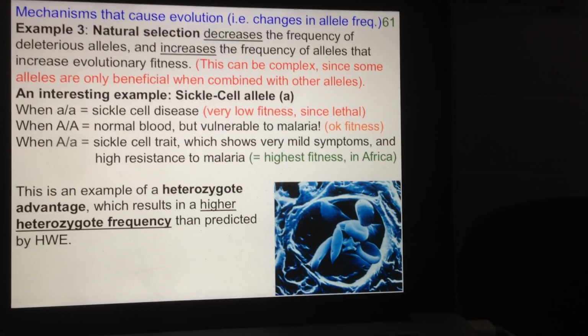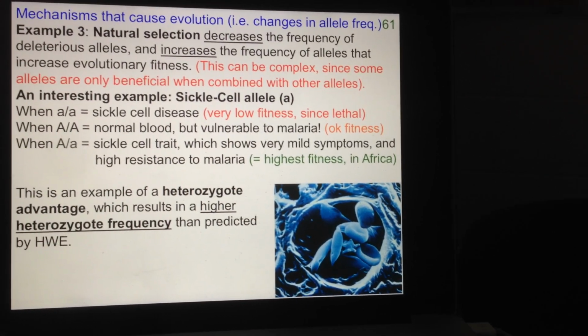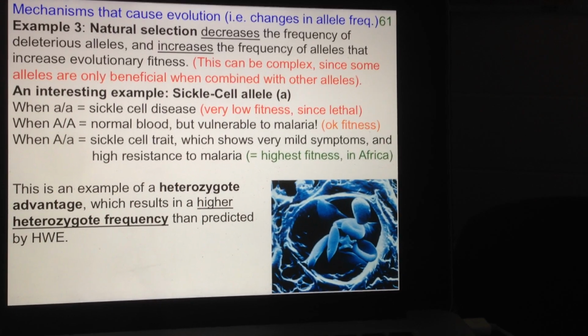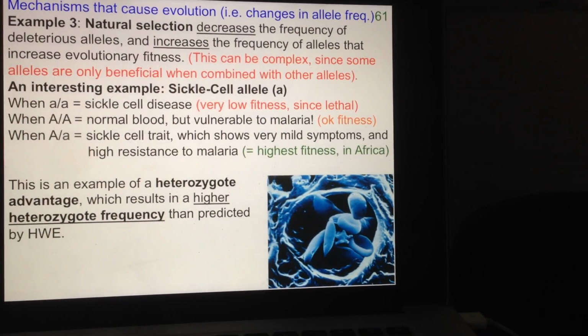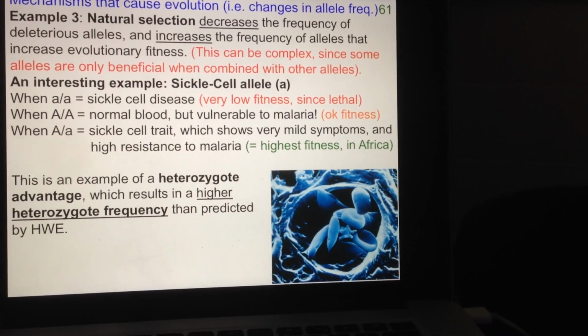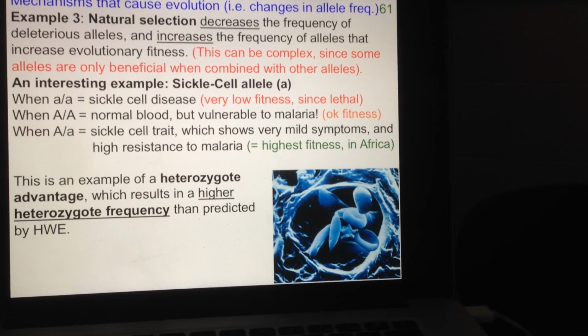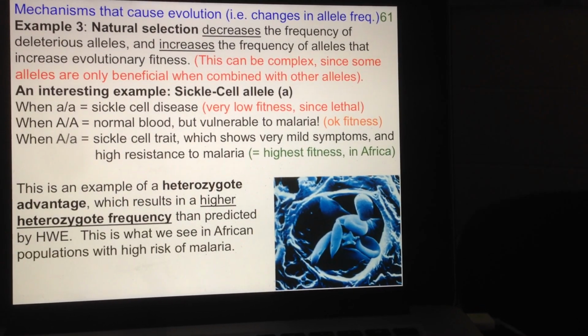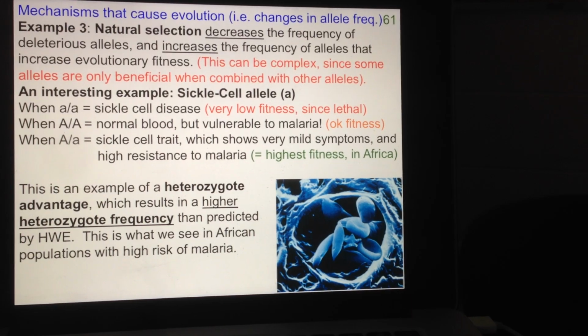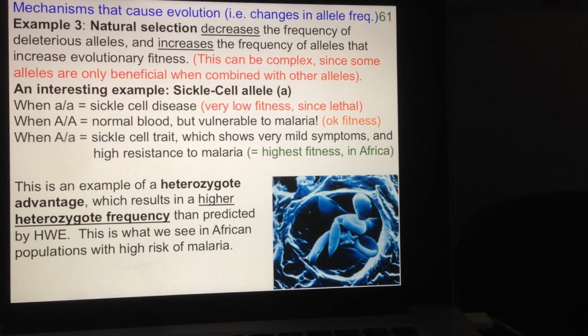So, a pretty logical name. This results in a higher heterozygote frequency than you might expect in Hardy-Weinberg equilibrium. So this, again, is not in Hardy-Weinberg equilibrium. You're getting more heterozygotes than expected due to natural selection. Okay, so in Africa, that's what you see. You see a lot more heterozygotes than you would expect.